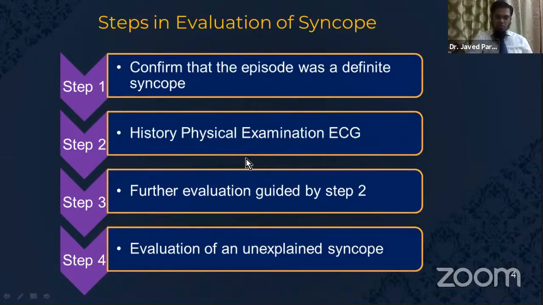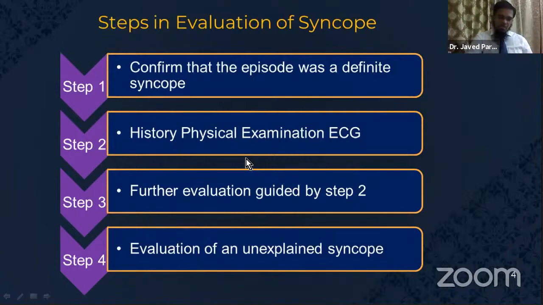So step number one would be to confirm that the episode was a definite syncope. So we must differentiate it from syncope mimics, syncope-like events, which were not syncope. And I'll come to that. And history. As I will show in subsequent slides, out of all the things available to us to come to a diagnosis in a case of syncope, history has a yield of almost 30 to 40%.